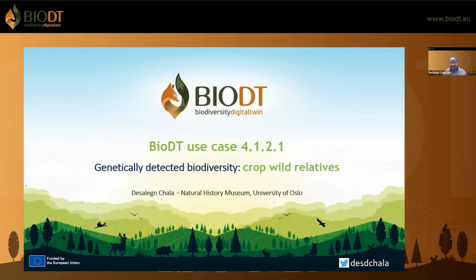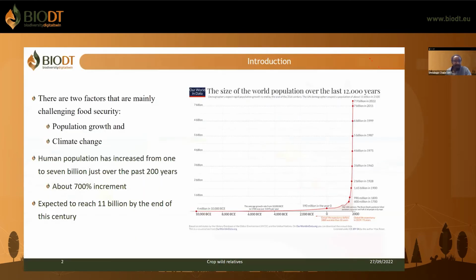Thanks, Doug, for the introduction, and welcome everyone. I'll talk about the use case which is related to genetically detected biodiversity, with a specific focus on crop wild relatives. And there are 2 main factors which are affecting food security. The first one is population growth and the associated anthropogenic impacts. And the second one is climate change.